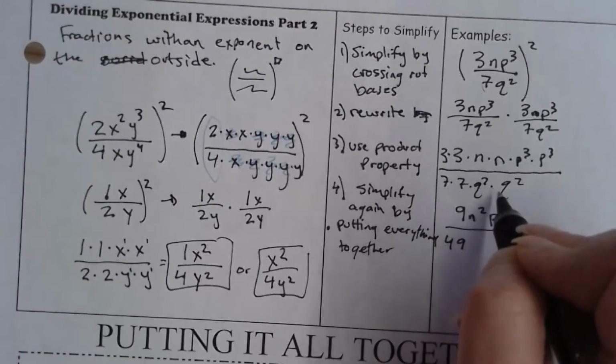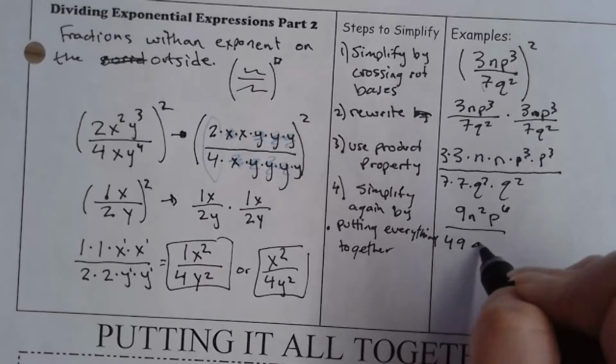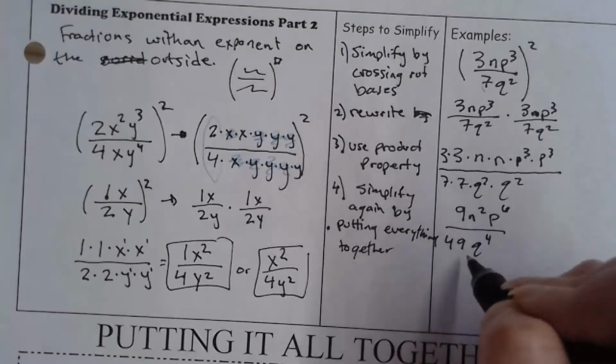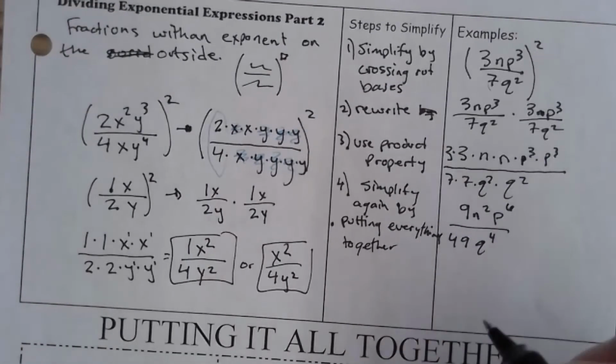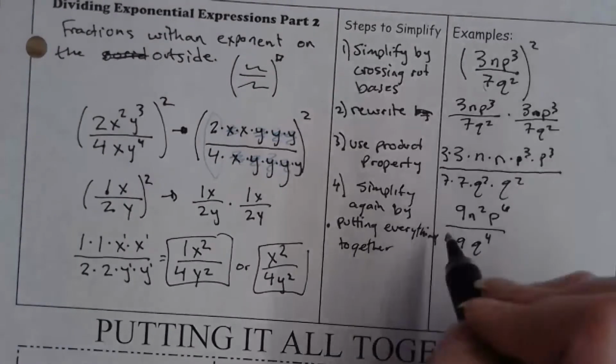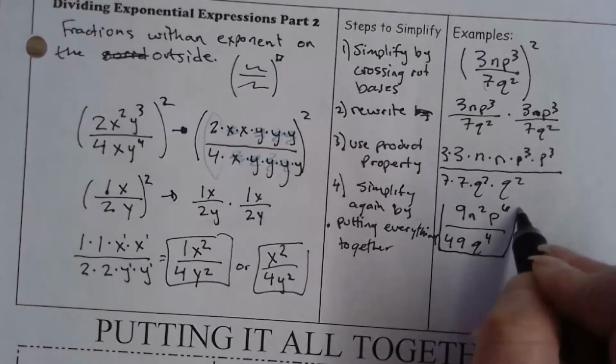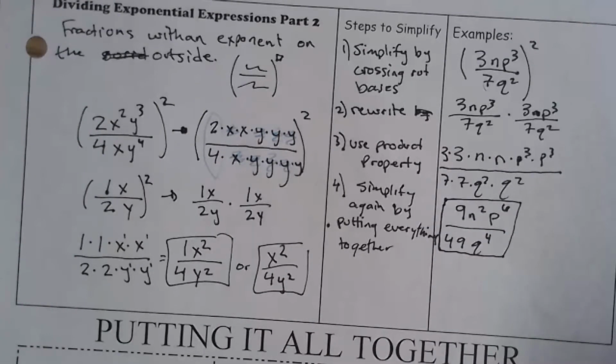Q squared times q squared, 2 plus 2 is 4, so q to the 4th. Okay, looking at this, I have 9 over 49. Does 9 over 49 simplify? Well, 9 times 3 is 27, times 4 is 36, times 5 is 45. It's not going to simplify. This will actually be our final answer.